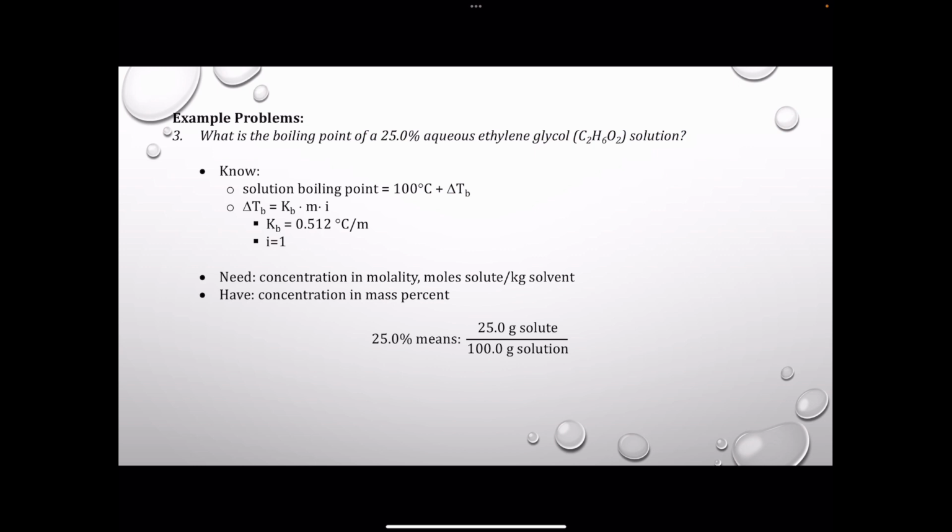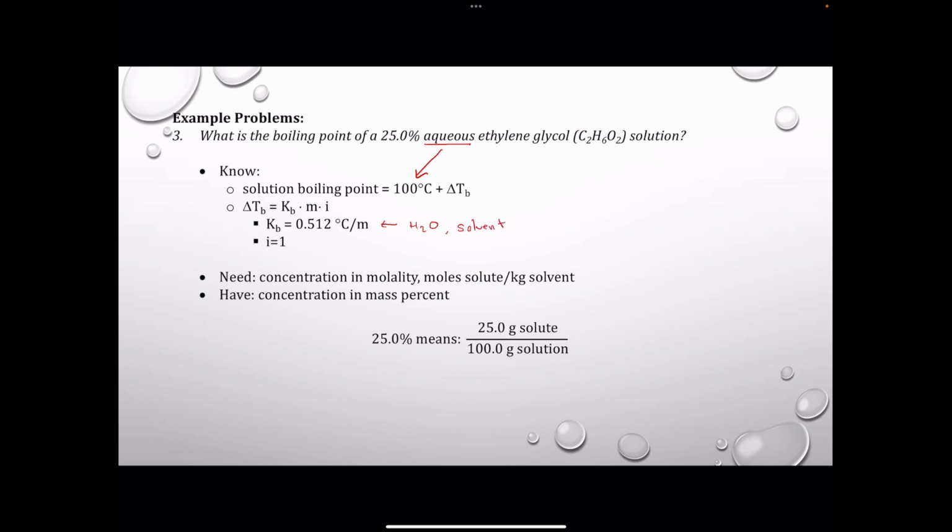So again, we're looking for boiling point. If we're looking for boiling point, we've got that equation we can use, that the delta T equals K times m times i. So we know that our solution boiling point, since it's aqueous, is going to be the original boiling point plus the temperature change. So 100 degrees plus our temperature change. And we know that our temperature change equals K times m times i. We know that K is 0.512 degrees Celsius per molal because that is the K value for water, which is my solvent.